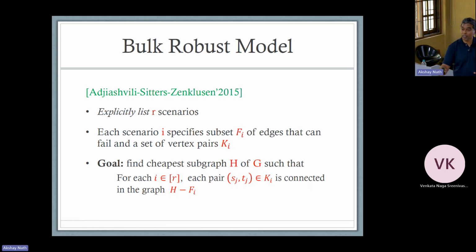So I'm going to switch to the second model, and this one is a very general model, highly general. Let me tell you what this model is. It's called the bulk robust model. It was introduced in 2015 by Adjiashvili and Zenklusen. Remember, we're trying to model faults. How do we model faults? Well, in the standard methodology, you say any k minus 1 edges can fail, and then we refine it with these two classes and only k minus 1 safe edges can fail.